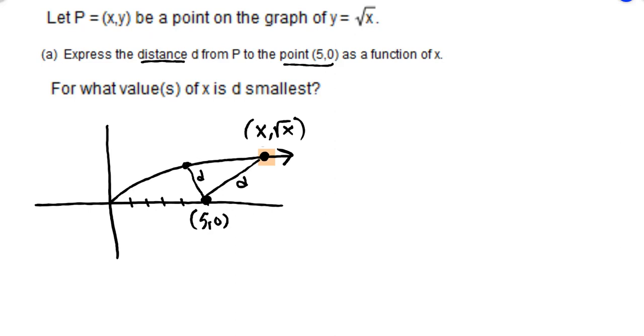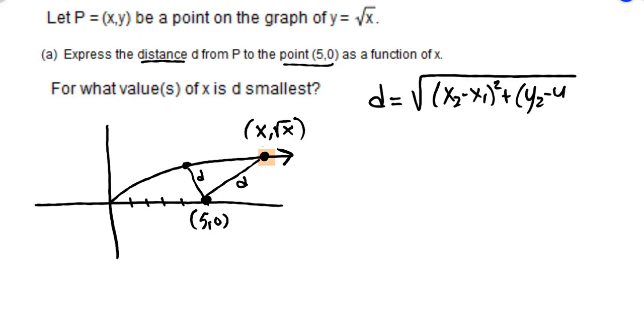And we have a formula for distance. The formula for distance between 2 points is the square root of (x2 minus x1) squared plus (y2 minus y1) squared. So I'm going to choose one of the points, (5, 0), to be (x1, y1), and the other point, the point that's on the curve, to be (x2, y2). And we can substitute that into the distance formula to create this function that measures the distance between a point on the square root graph and the point (5, 0).